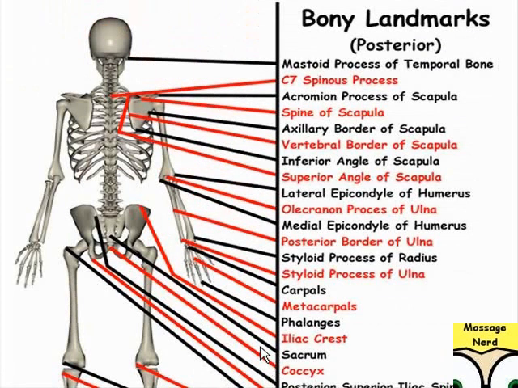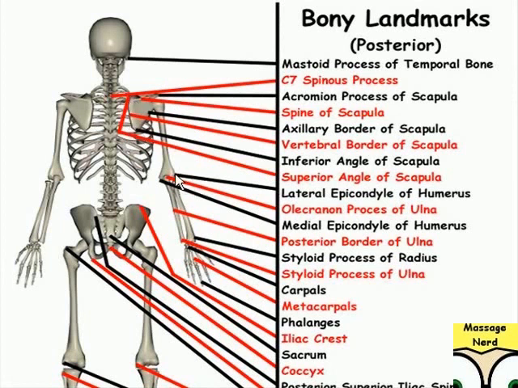Posterior bony landmarks. First one, mastoid process of the temporal bone, right here. C7 process. This is the one you can feel more in the neck. Acromion process of the scapula, right here. Spine of the scapula, right here. Axillary border of the scapula, right here. Vertebral border of the scapula, right here. Inferior angle of scapula, right here. Superior angle of scapula, right here.